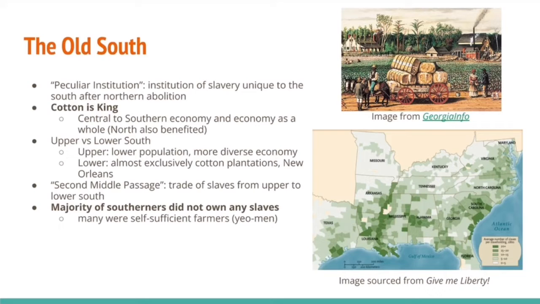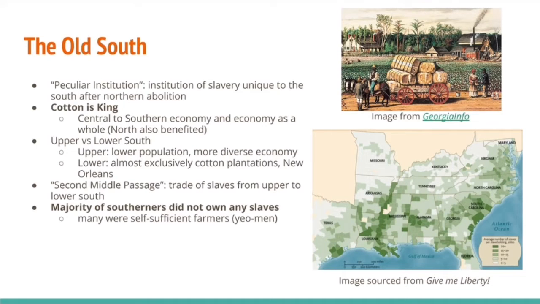There were some differences between Upper and Lower South. For example, the Lower South had almost exclusively cotton plantations, and they had the South's single major city, which was New Orleans. The second Middle Passage referred to the trade of slaves from the Upper to Lower South. This was necessary because the transatlantic slave trade was prohibited in 1808.